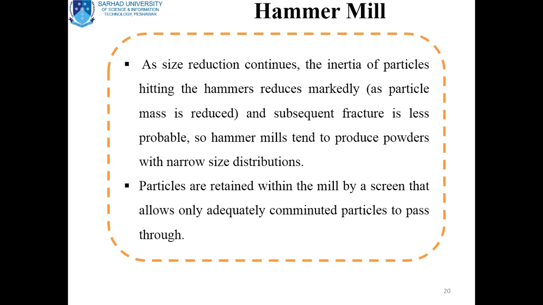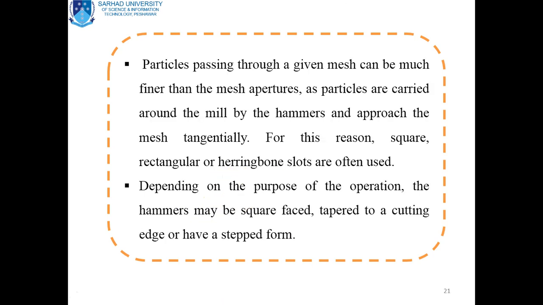Particles are retained within the mill by a screen of the desired size that allows only adequately comminuted particles to pass through. So the screen selection is dependent upon the desired particle size to be received as a product. Particles passing through a given mesh can be much finer than the mesh aperture, as particles are carried around the mill by the hammers and approach the mesh tangentially. For this reason, square, rectangular or herringbone slots are often used.